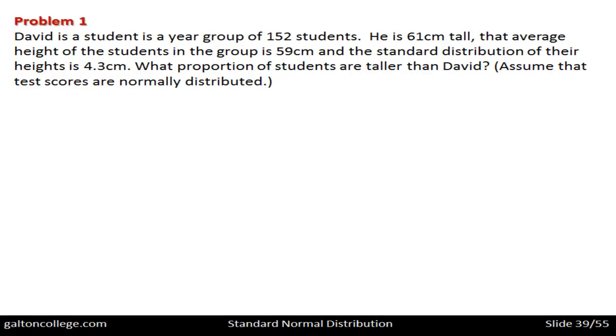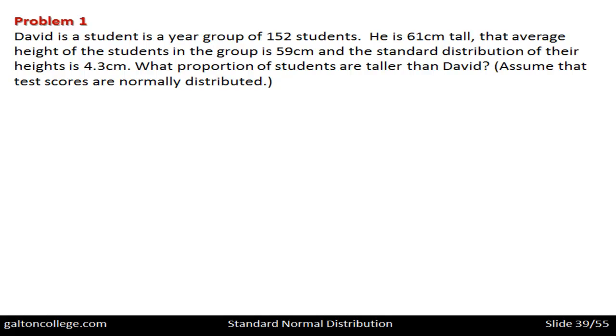Suppose David is a student in a year group of 152 students. Let's say he's 61 centimeters tall. The average height of students in the group is 59 centimeters, and the standard deviation of their heights is 4.3 centimeters. What proportion of students are taller than David? And we have to assume that the heights are normally distributed. So here's the situation.